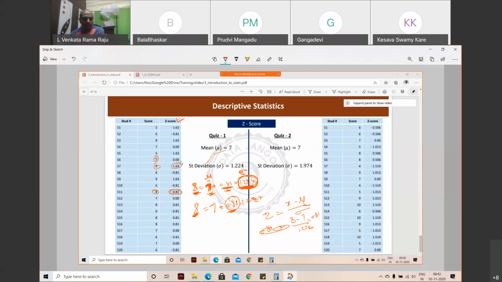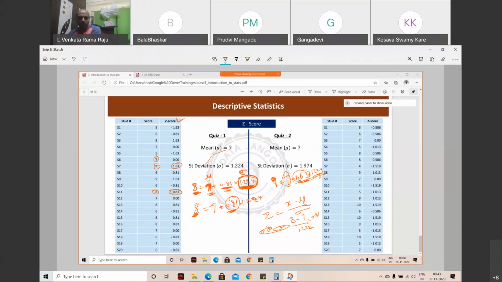Any number can be generated by taking the mean and multiplying the Z-score with your standard deviation. This is the Z-score, this is standard deviation, this is mean. We are trying to generate an equation for each number in terms of mean and standard deviation. The coefficient, the constant, is going to be the Z-score.